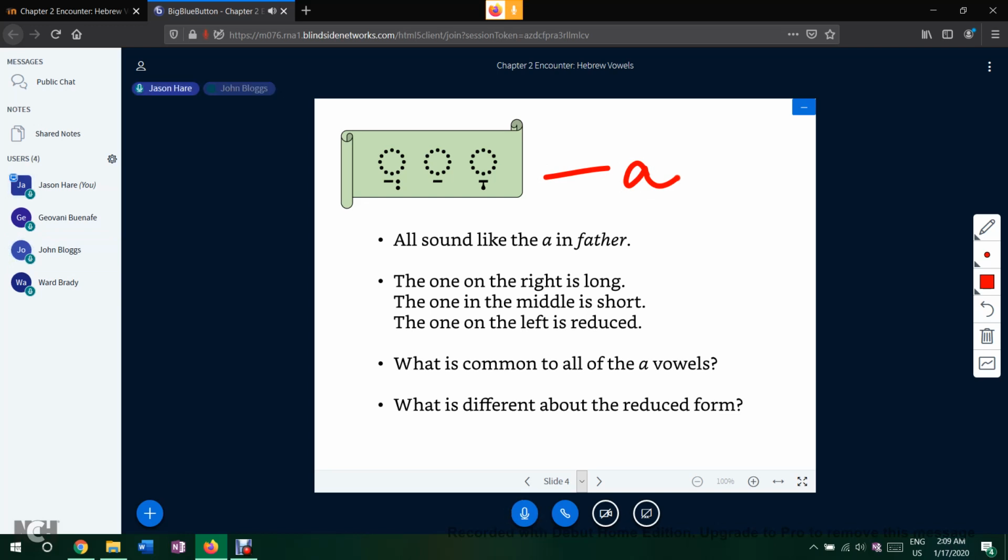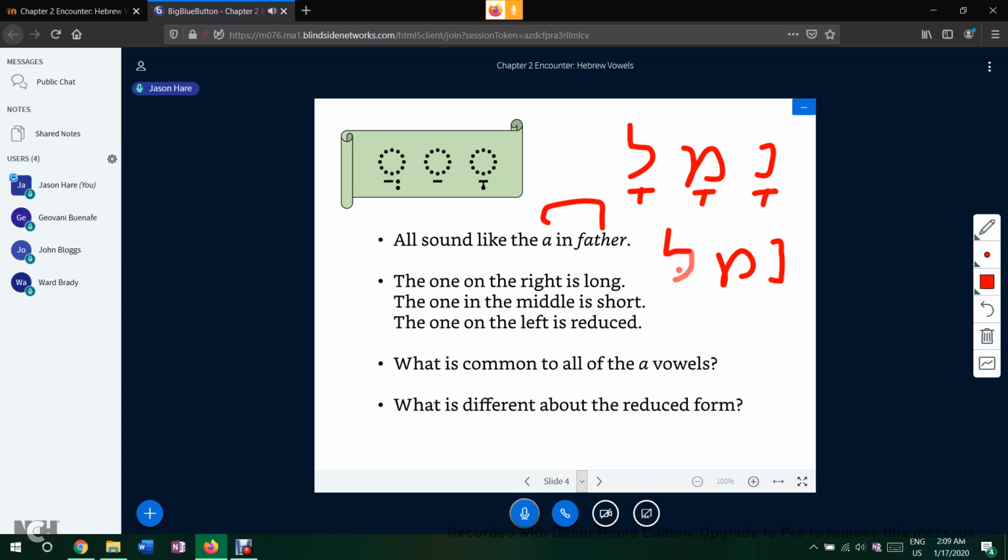Okay, no problem. Thanks. So all of these represent ah sounds. We have the ah in father. The one on the right is long. This is any letter, mem, nun, lamed, and this is a. It's called kamatz. Kamatz is long A. The short A we're going to look at in the middle.